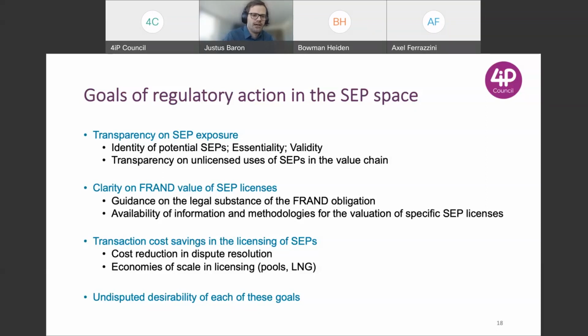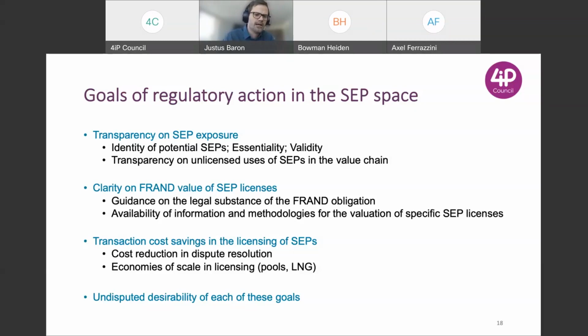In addition, another important goal is the goal of achieving clarity on the FRAND value of individual SEP licenses. So that encompasses at least two things. It encompasses clarity on the legal substance of the FRAND obligation, but also availability and analysis of the information that is required to actually then determine the FRAND value of an individual license.